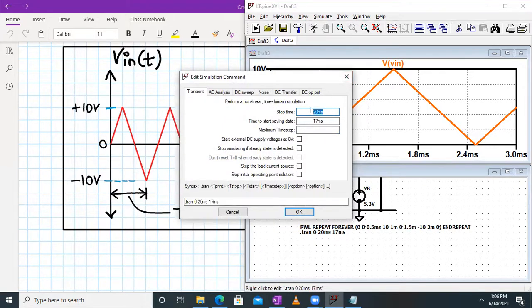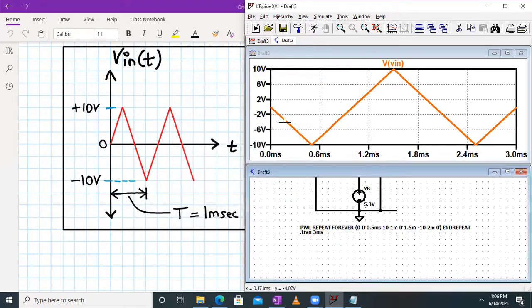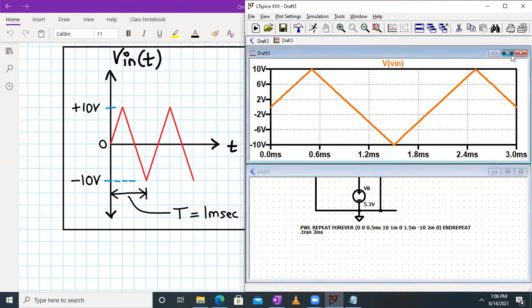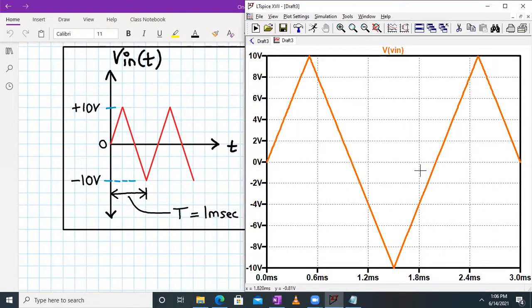Let me give it as 3 millisecond. And we are now starting. So now if we simulate it again, you'll get a correct value. See, you got a triangular waveform. Only thing is, here the period will be around 2 millisecond instead of 1 millisecond.